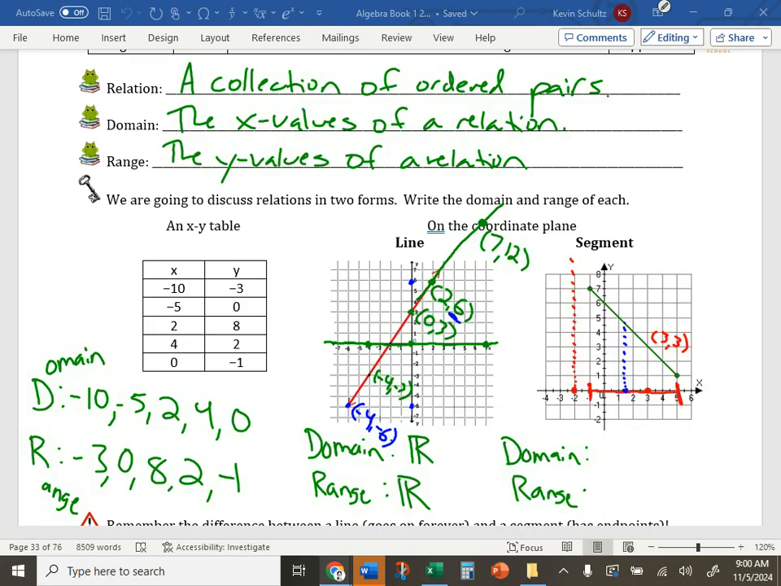So when we write the domain, -1 is the smallest x. It does not go past -1. And then everything all the way to 5. Okay, so the low end is written, the high end is written, and to show that everything in between is also part of this, we put that arrow there.